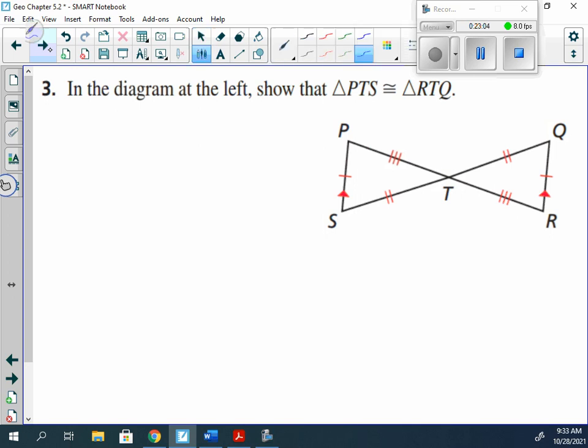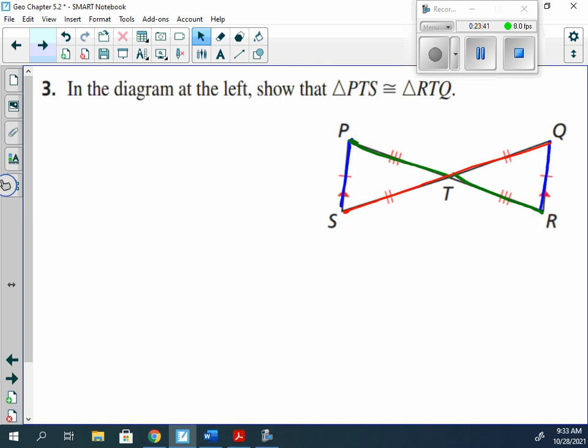Because we can say that PS is congruent to QR. The figure shows us PT is congruent to RT. They are congruent. And ST is congruent to QT. So we do have all the sides congruent to each other, yes? And we know that SP and QR are parallel, because of our arrows.